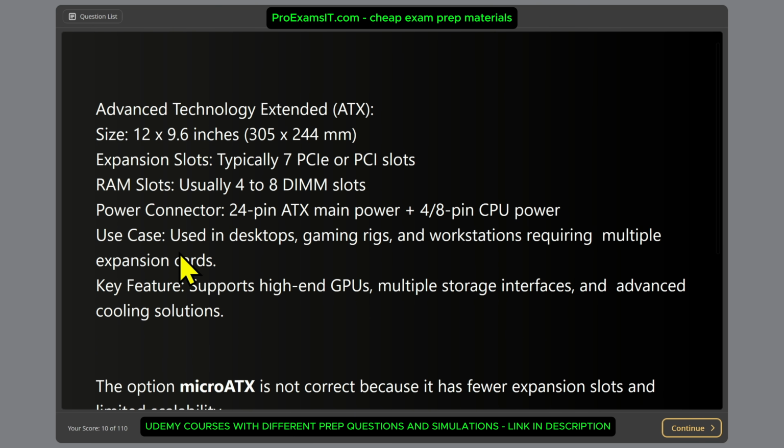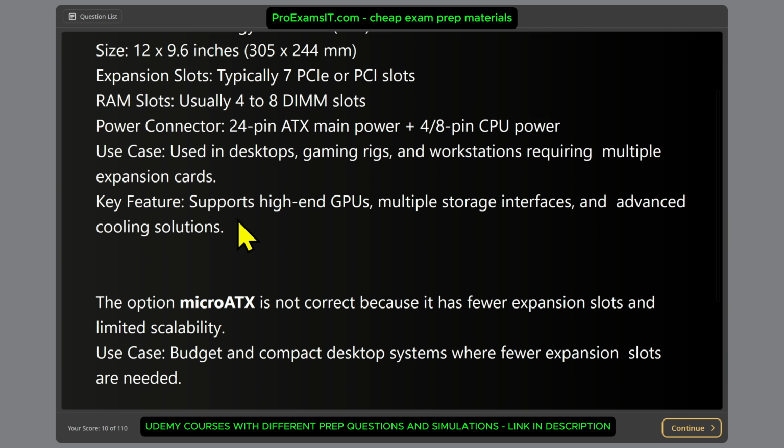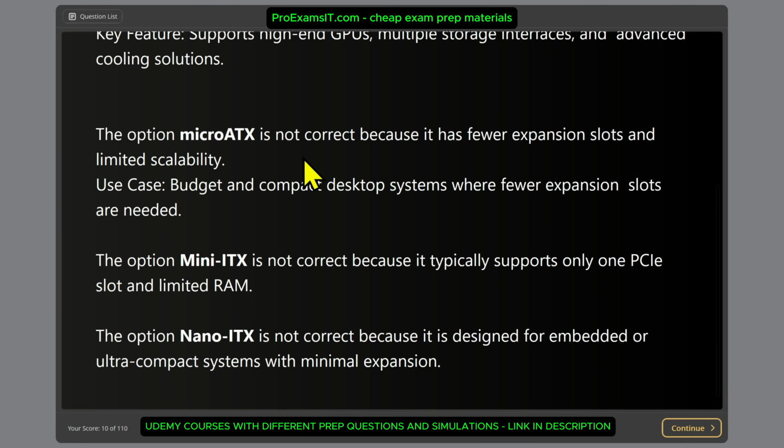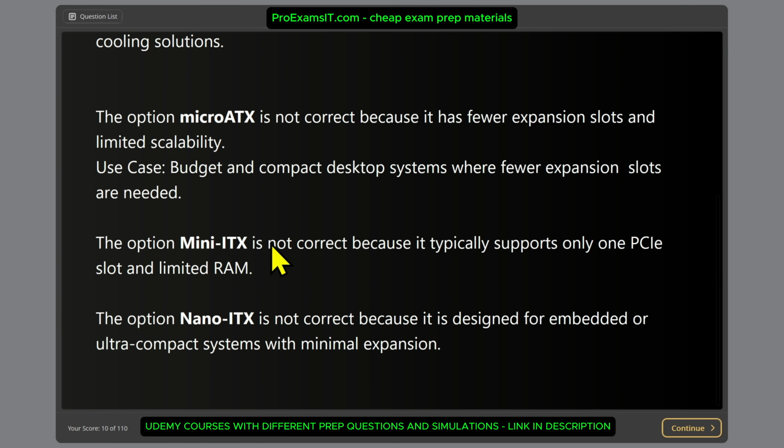And the use case, you might have scenarios where they're used in desktops, gaming rigs and workstations requiring multiple expansion cards. And the key feature of these motherboards is that they support high-end GPUs, multiple storage interfaces, and advanced cooling solutions, right? The incorrect options, Micro ATX. This type of motherboard has fewer expansion slots and limited scalability. It is used in budget and compact desktop systems where fewer expansion slots are needed. We have Mini ITX. This supports only one PCIe slot and limited RAM, and Nano ITX.